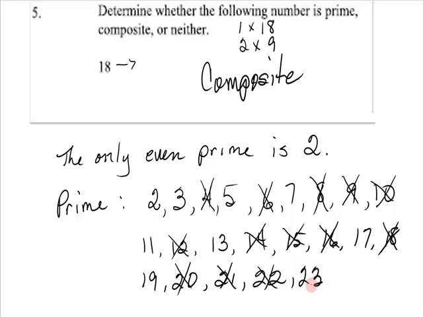23, think of your facts. This is where knowing those multiplication facts is helpful, because you can get 21, you can get 24, you can get 22. There's no way to get 23 except 1 times 23.